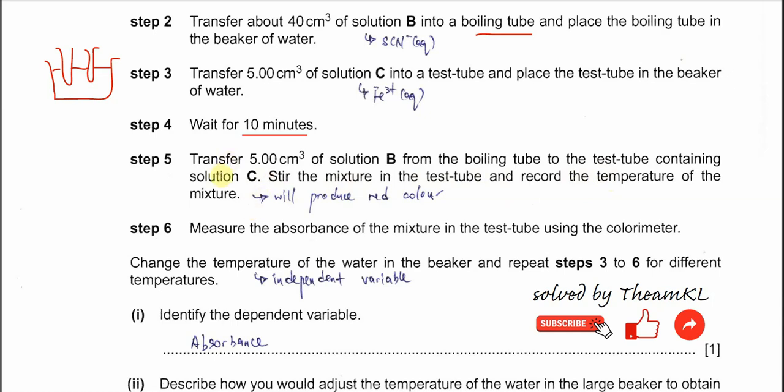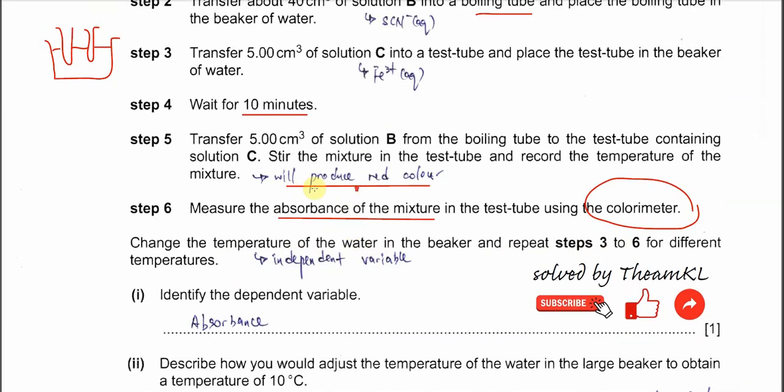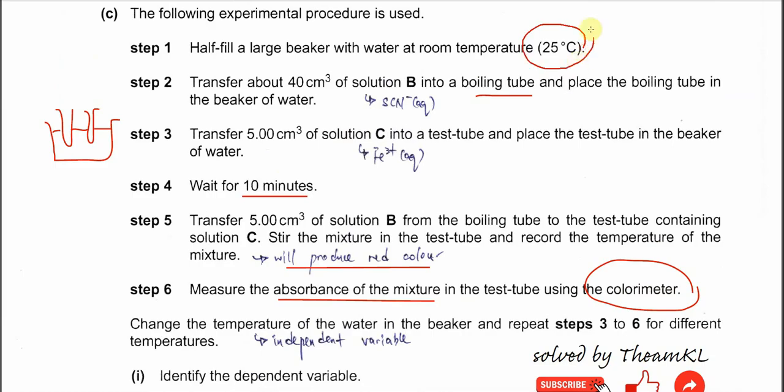During this step, the color is already produced. When solution B is added to solution C, the red color is produced. After that, we measure the absorbance of the mixture in the test tube using the colorimeter. Change the temperature of the water in the beaker and repeat steps 3 to 6 at different temperatures. Repeat everything, you just start with a different temperature.